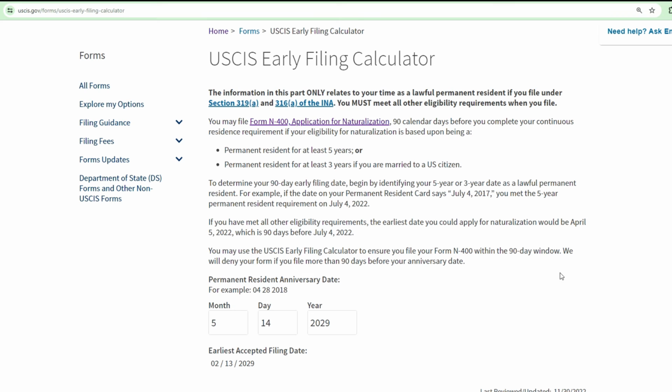So that's it, guys. The USCIS early filing calculator is very, very easy to use. Just make sure that you are eligible to apply for citizenship or naturalization, as it's been called, which is the Form N400 application for naturalization.